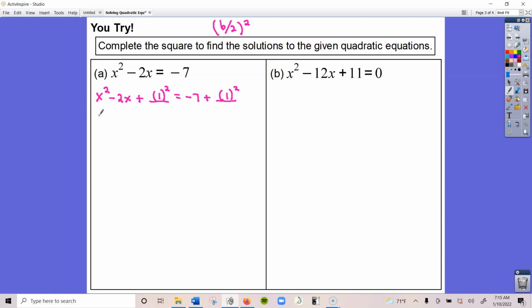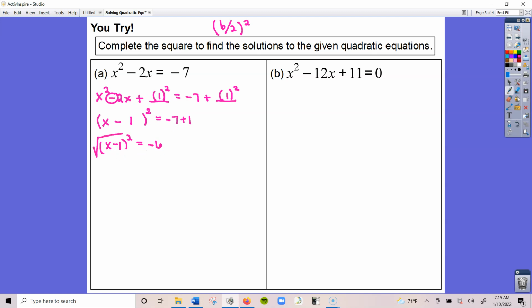Now we're going to write our factors. So I'm going to open my parentheses, I'm going to put x, I'm going to copy this sign here. It's always copying the very first sign, so it's minus. Copy the number that I have written in here, which is 1, and then I'm going to square it. And on this side, we got negative 7 plus 1 squared, which is 1. So we have x minus 1 squared is equal to negative 6.